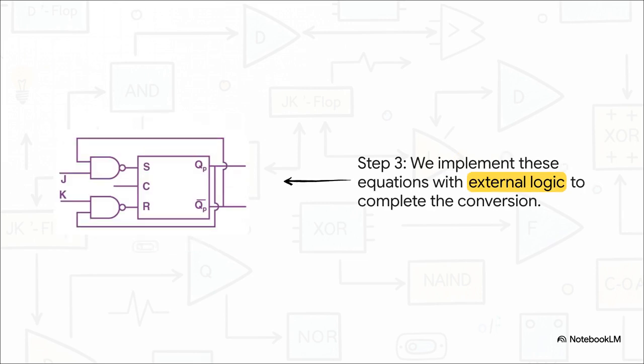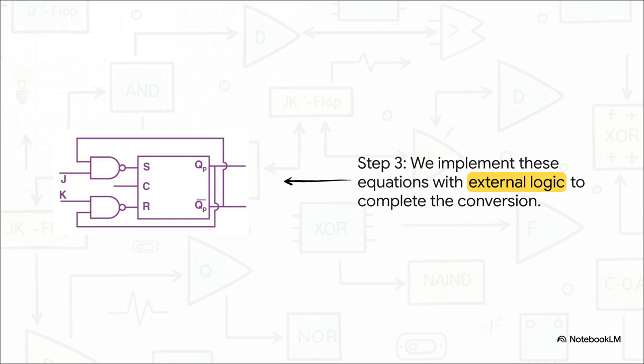And here is the final step. Step 3, the circuit diagram. We start with our basic SR flip-flop. Now we just need to add logic to implement our 2 equations. For the S input, the equation was S equals J and Qn prime. So we grab an AND gate, we connect the external J input and the Qn prime output from the flip-flop to this AND gate. And the output of that gate goes right into the S input.